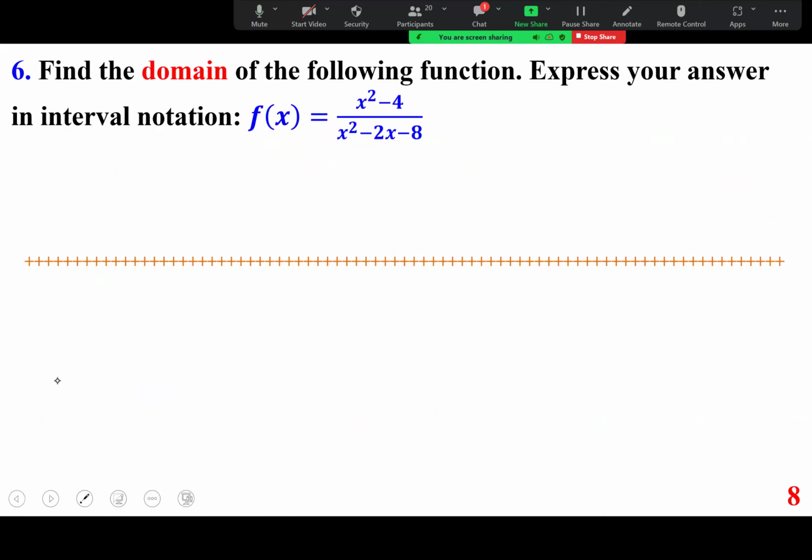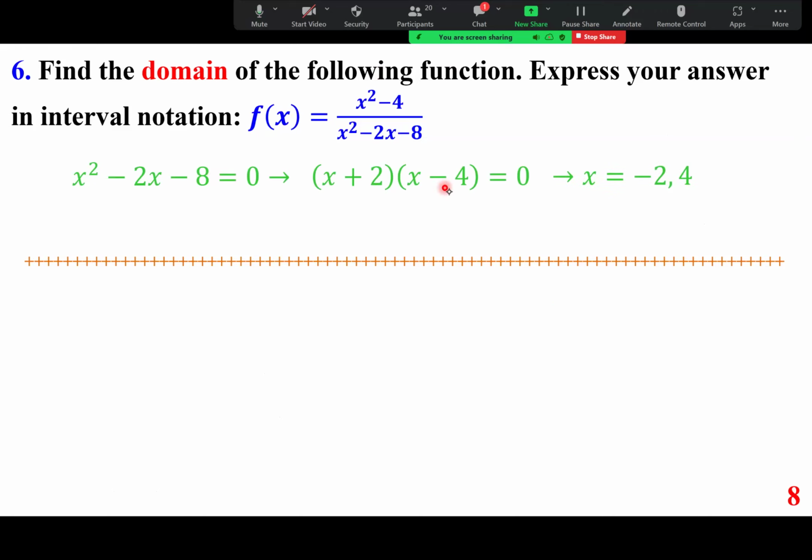Find the domain of the following function. Express your answer in interval notation. Well, any rational function, for that matter, any fractional format, you set the denominator equal to 0, you exclude it. Factoring is easy. You want 2 numbers. The product is -8. The sum is -2. So (x + 2)(x - 4). So x is either -2 or +4.